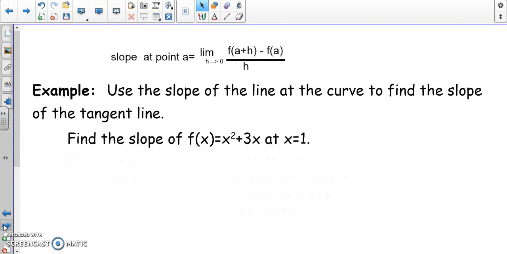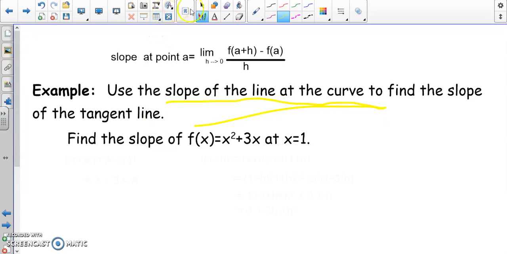All right, next up, use the slope of the line at the curve to find the slope of the tangent line. So that's what we're going to do now. We're going to use this equation I have up here, and there's a couple different things we have to figure out. First, the slope at the point A. So we have the function x squared plus 3x. Notice there's 2 different x's, 2 places you're going to have to plug this value in. I did that on purpose for practice.